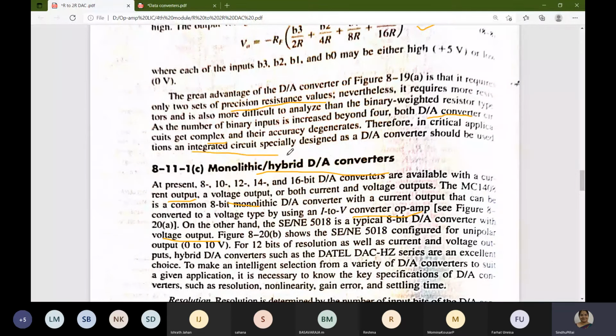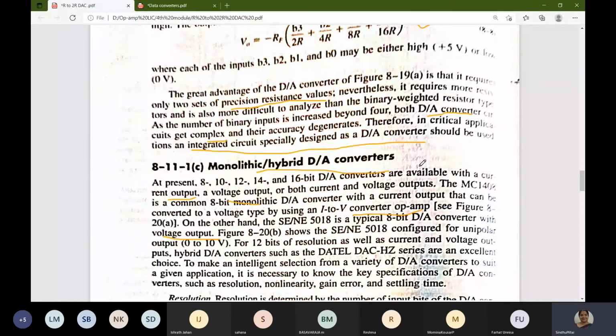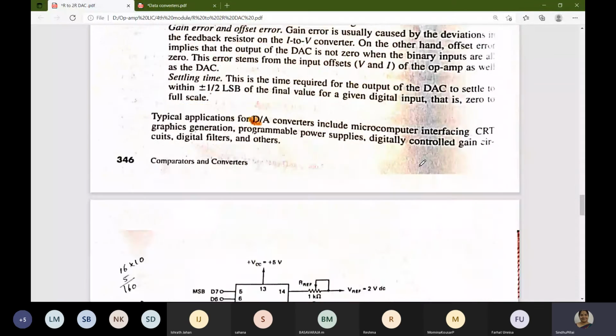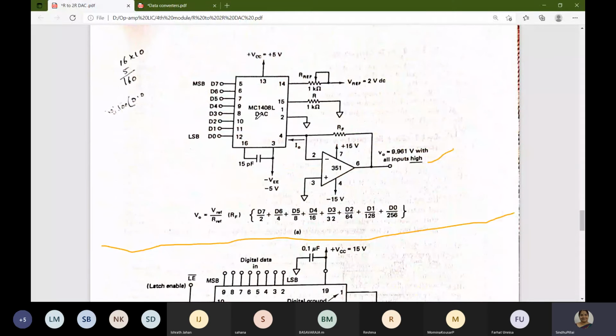Okay, integrated circuit. You have one IC that is the MC1408L DAC. It has pins 5 to 12, the digital inputs, which are given D0 to D7. The output is taken from pin number 4, and the output from this DAC is current output. You can make it a voltage output by connecting an op-amp here, which converts current to voltage. That is I to V conversion done by this op-amp, and we'll get the output as voltage.